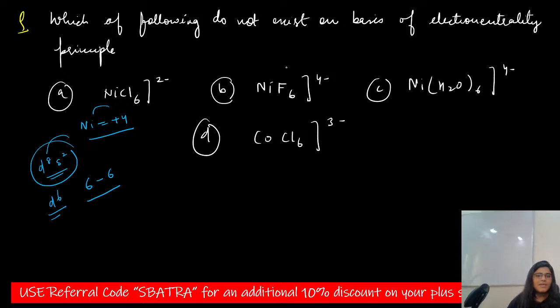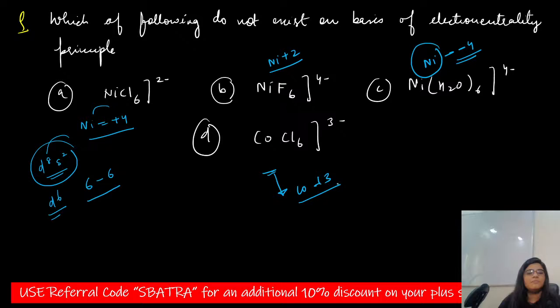Then what can we say? Definitely this one is nickel +2. In this particular case it's nickel -4. See, nickel is in -4, and in this particular case cobalt is in +3 state. Just look at this concept: -4 is not possible. The correct answer is option number C. A -4 charge is not possible.